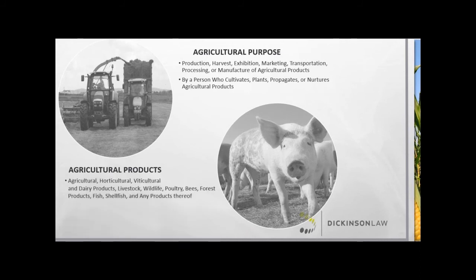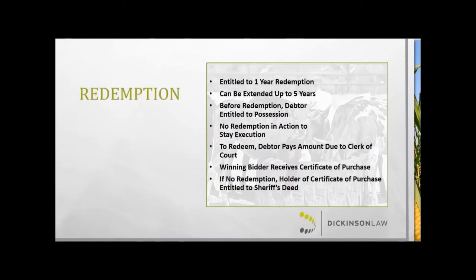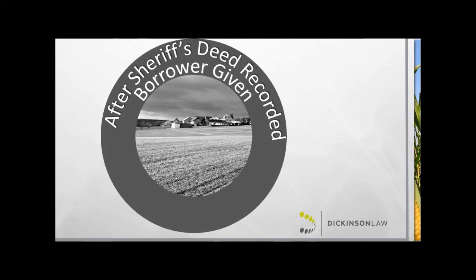And agricultural purposes are specifically defined by the code, as are agricultural products. In general, if you satisfy the agricultural purpose and the agricultural products, you're going to get a 1-year redemption that can be extended for a period of up to 5 years by written agreement. Before redemption, the debtor is entitled to possession of the land, and you can't redeem if you've stayed execution. And if the lender is the winning bidder at the sale, you're going to get a certificate of purchase instead of the deed, and then after a year, you're going to exchange that for the sheriff's deed.